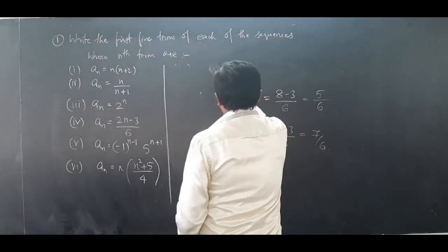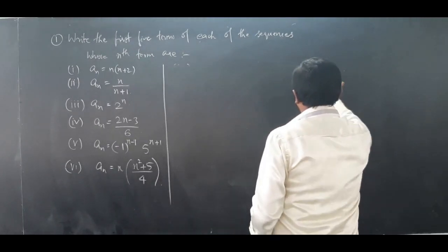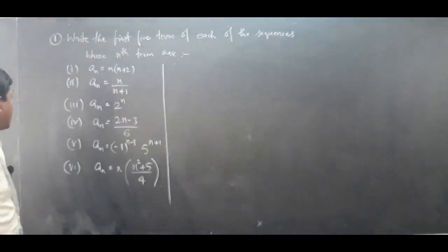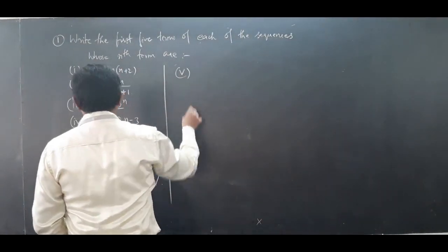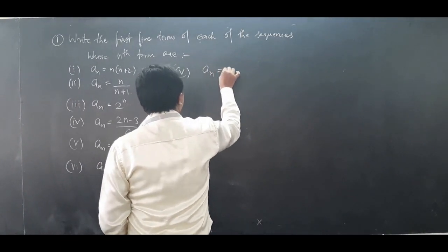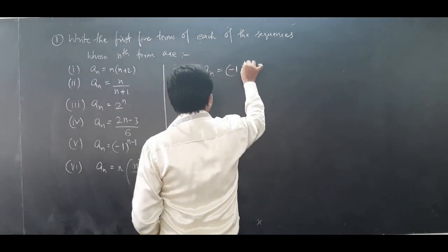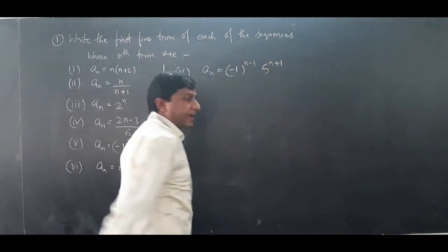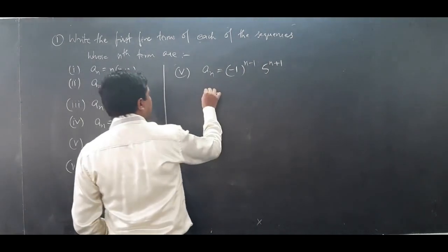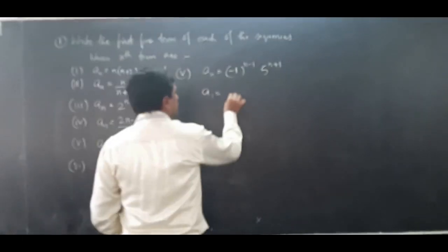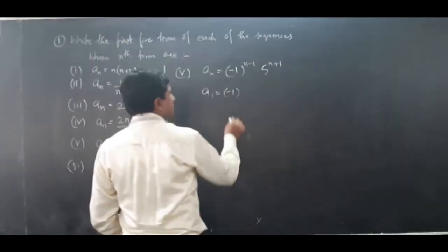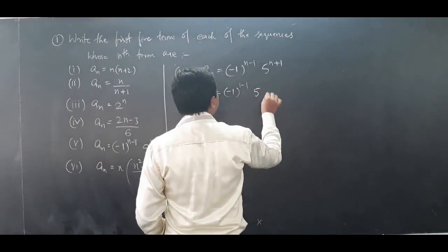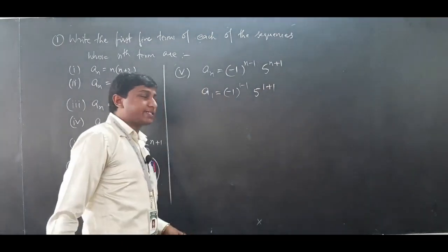Moving on. Fifth problem, an equals minus 1 whole power n minus 1 into 5 power n plus 1. Same method. What is a1 equal to? First substitution, minus 1 whole power 1 minus 1 into 5 power 1 plus 1.